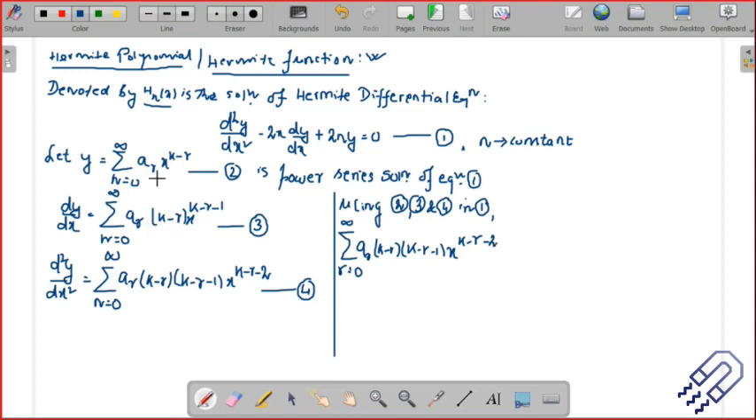Our aim is to find out this constant, a_r, a0, a1, a2 and so on. What is that value? That is the aim. So we're going to do it soon. Minus, there is a 2x there, so I'll write it down as 2x.